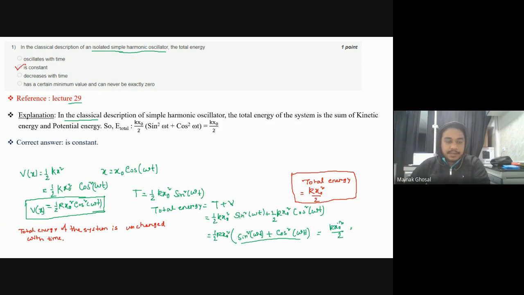So you can see that whenever you have a classical description of a simple harmonic oscillator, the total energy is constant. How is it constant? You can calculate the total energy. The total energy is the sum of kinetic energy and potential energy. Now you know what your kinetic energy is.